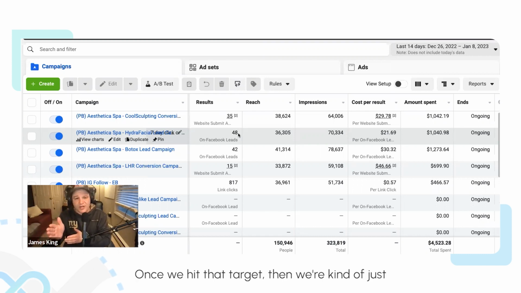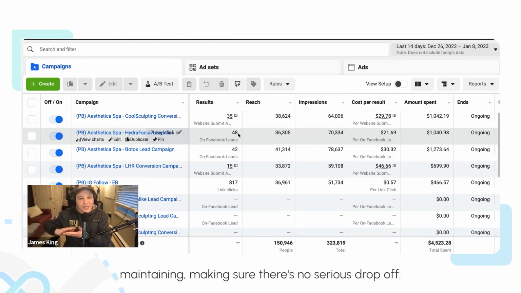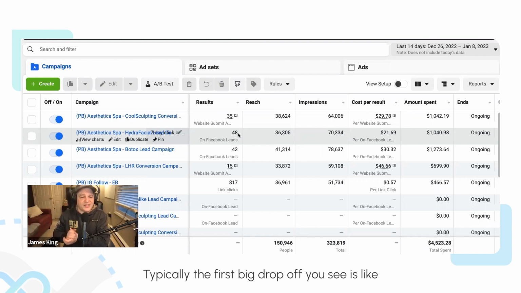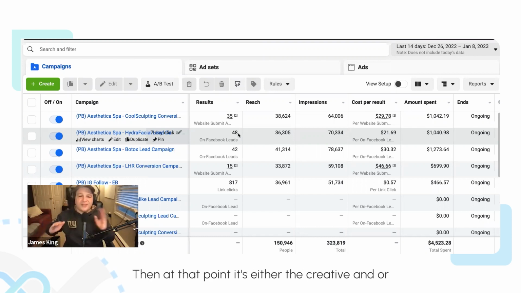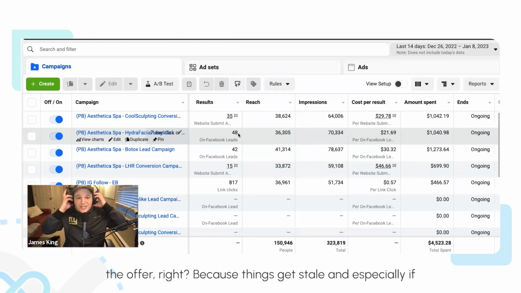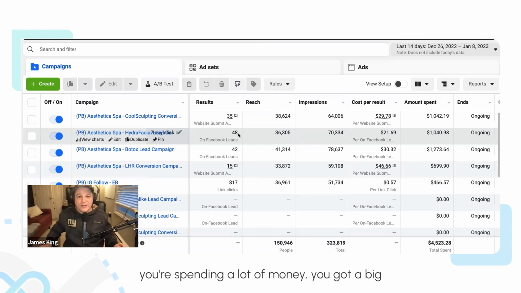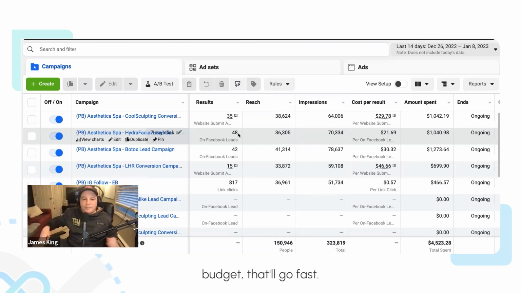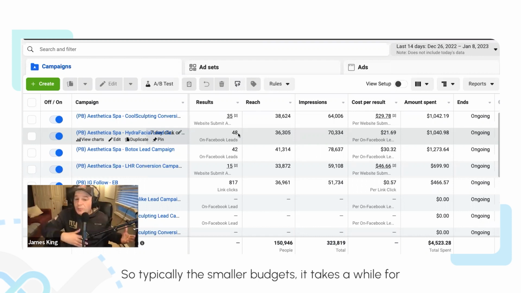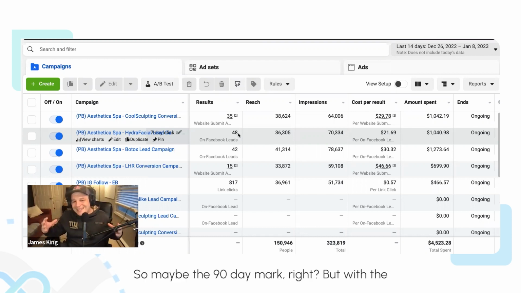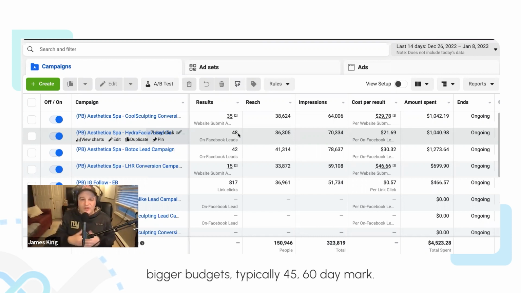Once we hit that target, we're just making sure there's no serious drop-off. Typically, the first big drop-off you see is, like I said, at 45 or 60 days. At that point, it's either the creative, the offer, or both, because things get stale. Especially if you're spending a lot of money with a big budget, that'll go fast. With smaller budgets, it takes a while for them to ramp up, so maybe the 90-day mark. But with bigger budgets, typically the 45 to 60-day mark.